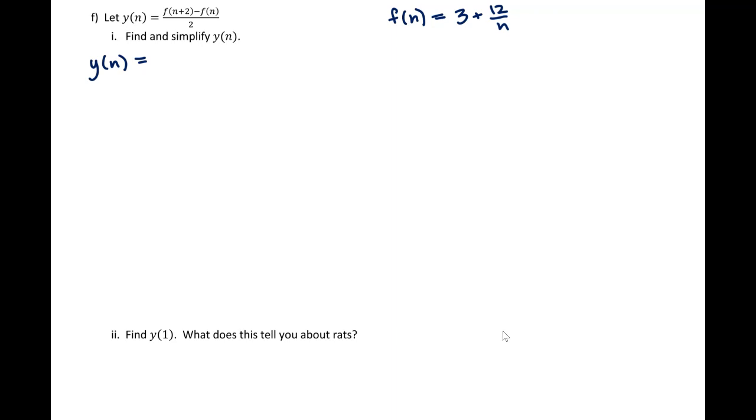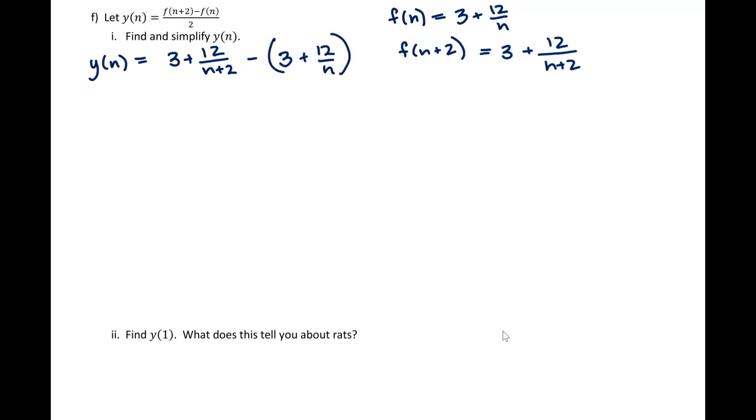I already rewrote f of n, so I have it here. But just for reference, f of n plus 2 would just plug in an n plus 2 where the n was. So we need to take that f of n plus 2, which is 3 plus 12 divided by n plus 2, minus f of n, 3 plus 12 over n. And be careful about the parentheses there. You need to subtract the entire f of n, not just the 3. And then we'll divide it by 2.